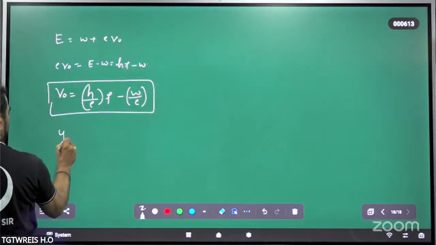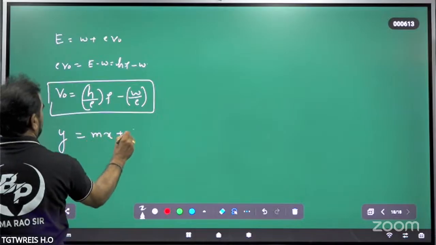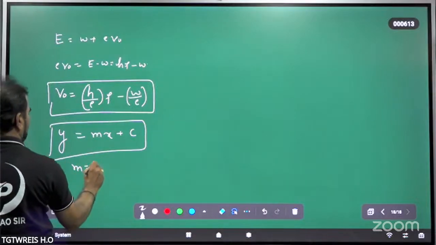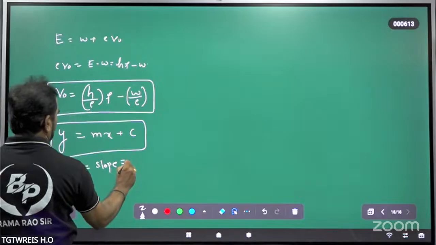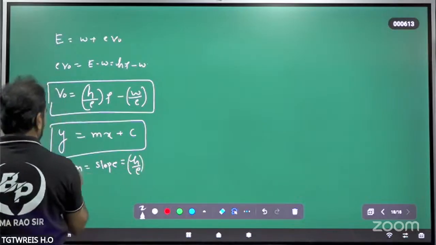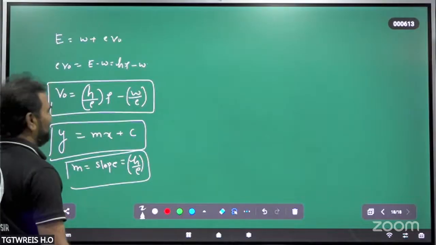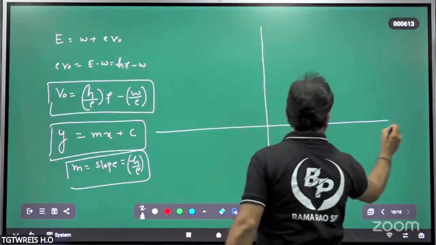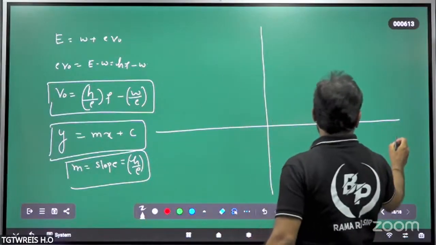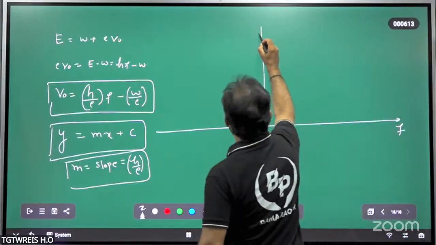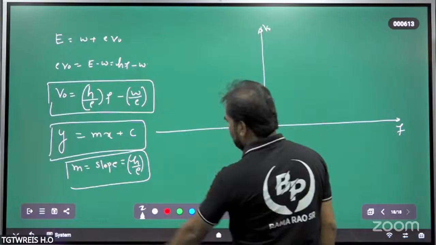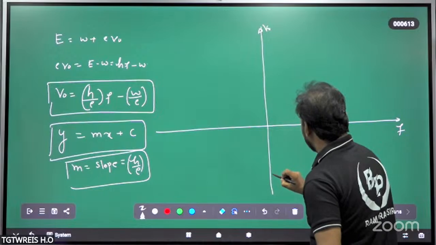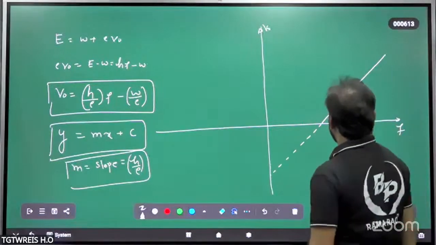This looks like y equals mx plus c. What is m? m is the slope. The slope of the graph is equal to h upon e. It was explained by Einstein. I am drawing the graph between stopping potential and frequency, like this. So what is the slope of the graph? The slope of the graph is equal to h by e.